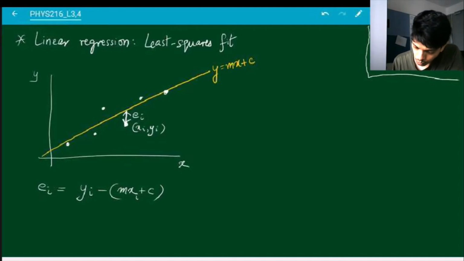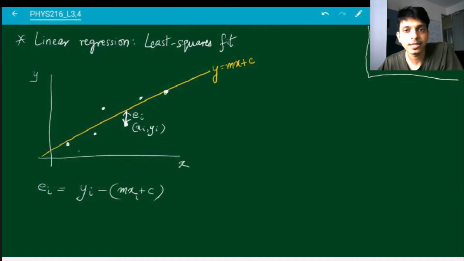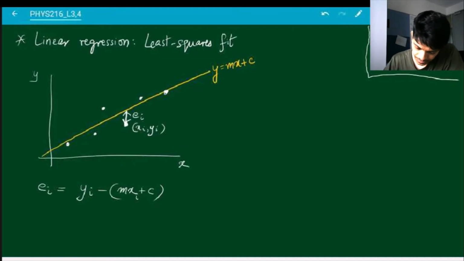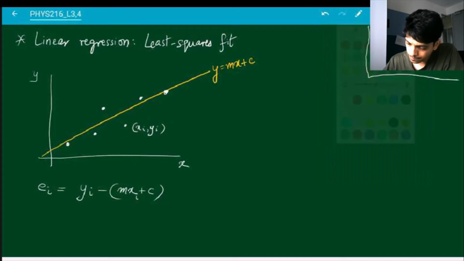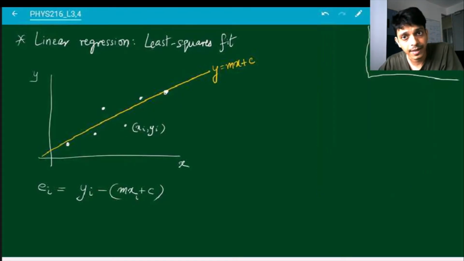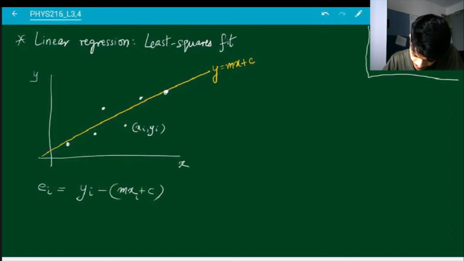Now what we want to do, okay, one more thing. All of these points are not necessarily equally important. Why do I say that? Because each point that you have measured has some error bar associated with it. Means because of the experiment that you did, every data has some error bars.